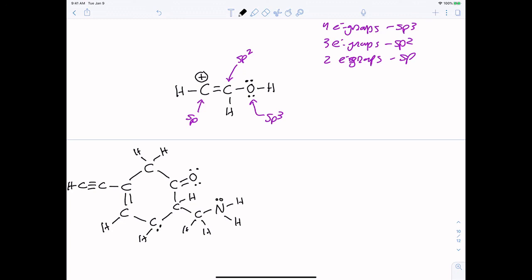So formal charge first. I'm just going to let you do this one on your own, and then I'll come back and put the formal charge on it. So again, if you want to pause, go for it. Do it yourself, and then start it when you're ready.